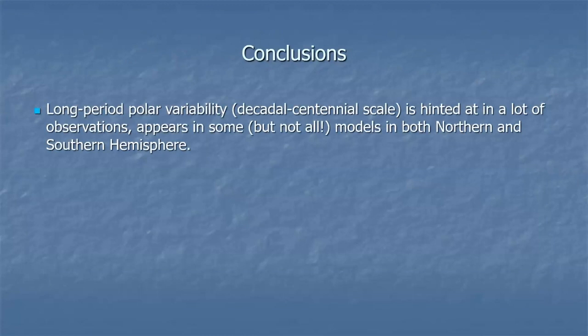So some conclusions here. Long-period polar variability on the decadal to centennial scale is hinted at in lots of observations, but our observational record is generally too short. It appears in some, but not all models in both northern and southern hemisphere.